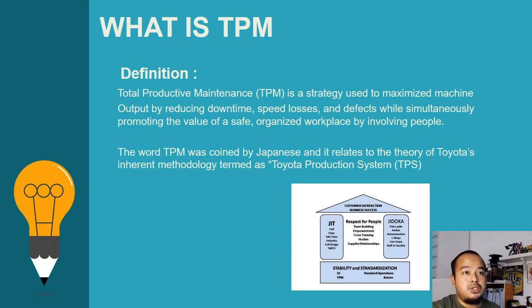It's a strategy used to maximize machine output by reducing downtime, speed losses, and defects while simultaneously promoting the value of a safe, organized workplace by involving people. Okay, so in general, our purpose, like we saw in the video, is overall efficiency, and then to reduce downtime, because downtime can affect the overall production and at the end can cause losses to the company.